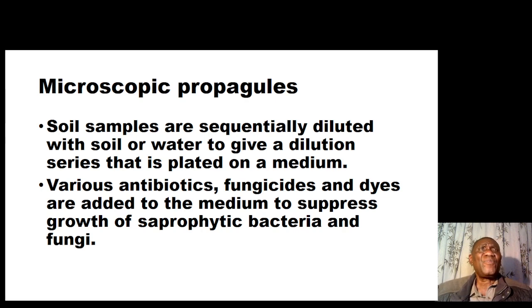Now, microscopic propagules. Soil samples are sequentially diluted with soil or water to give a dilution series that is placed on a medium. Various antibiotics, fungicides, and dyes are added to the medium to suppress growth of saprophytic bacteria and fungi. I think this method is commonly used to assess the presence of the disease.